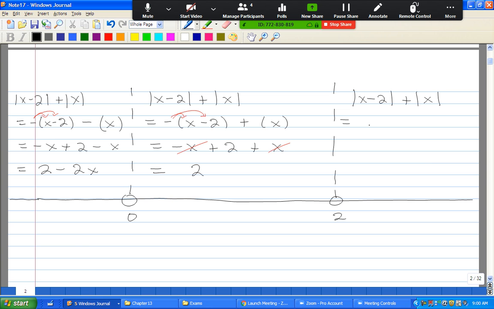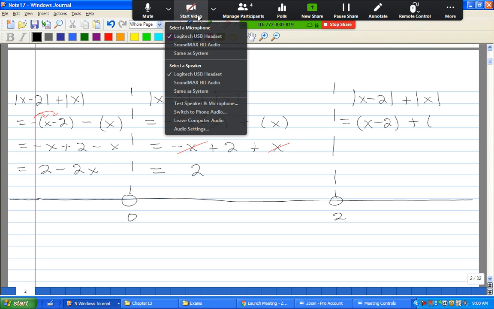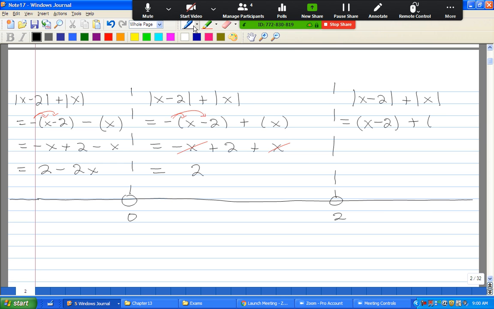Let's do the same thing in this region. If x is greater than 2, then x minus 2 is greater than 0. If x is greater than 2, then x is greater than 0. Oops, why did I put a 2 there? That's x. And so I can get rid of the parentheses, combine like terms, so I just get 2x minus 2.